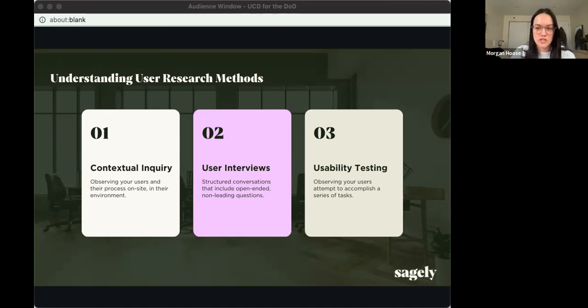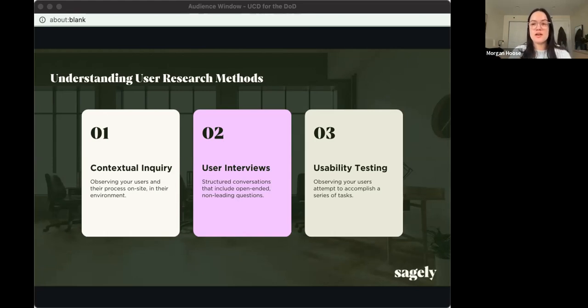So there's many different research techniques, but I want to highlight the three most common ones here. So contextual inquiry is observing your user's process on site in their environment. So this is where you actually go and you're sitting in the seat next to them, you're watching them do their thing, and you're just kind of observing their process. There's a ton you can learn from doing this. Oftentimes when you ask someone about their experience and watch them do the actual process, you get very different insights. So it's important to do both.